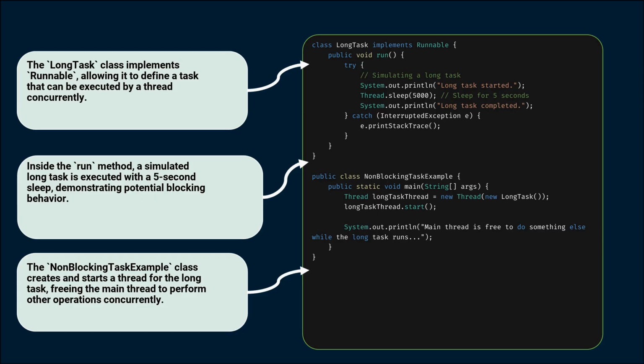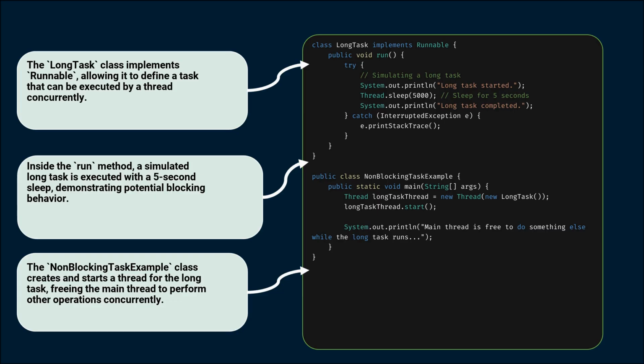Next, in the NonBlockingTaskExample class, we set up the entry point of our application. Here we create a new thread, passing an instance of LongTask to it. By calling start on this thread, we asynchronously initiate the long task, enabling it to run parallel to the main thread. Finally, we print a message to indicate that the main thread remains responsive and can continue processing other tasks while the long task executes. This design exemplifies the essence of concurrency, showcasing how background operations can be managed seamlessly in Java applications.